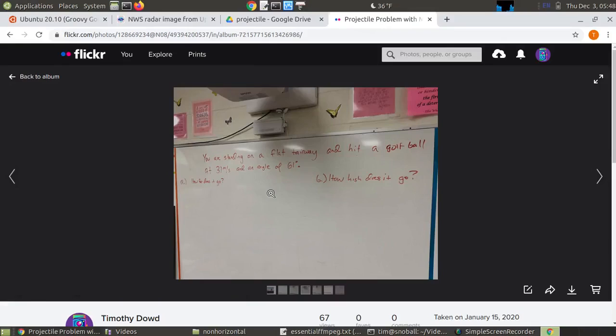Alright, so here's another two-dimensional launch example problem, and I'll go through part A fairly quickly since we've seen one already. But notice in part B it asks a question we haven't seen before. How high does it go? So let's take a look at the solution.